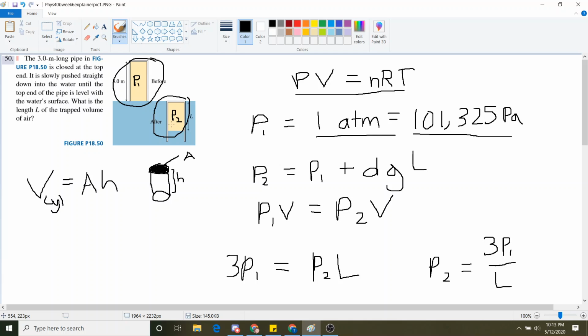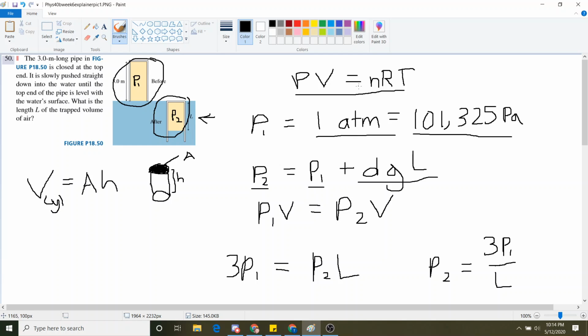And when it's pushed down, it's going to be a new pressure because the water will start to enter it, and there will be less room for the air, so there will be more pressure. And this can be represented in this equation, P2, which corresponds to the pressure when it is pushed underwater. That's going to just be the initial pressure plus the density times the gravitational constant times this length L, which is right here in the figure.